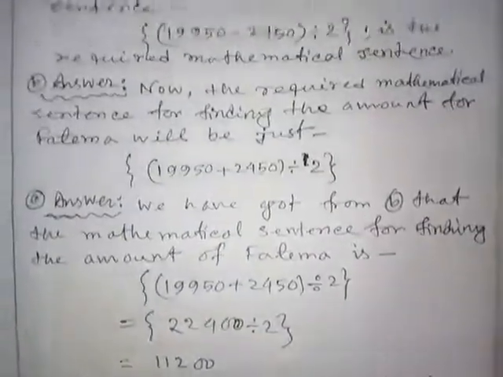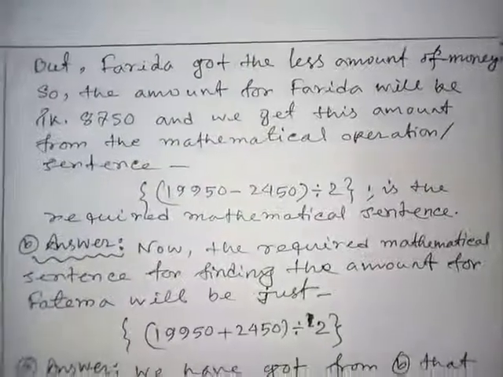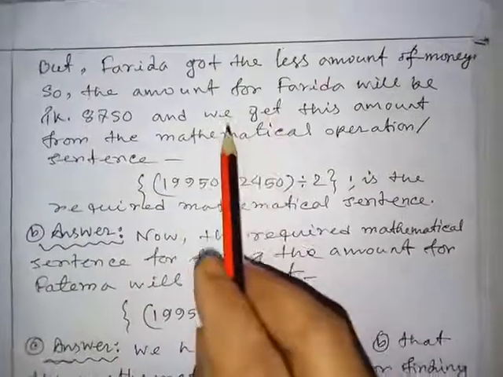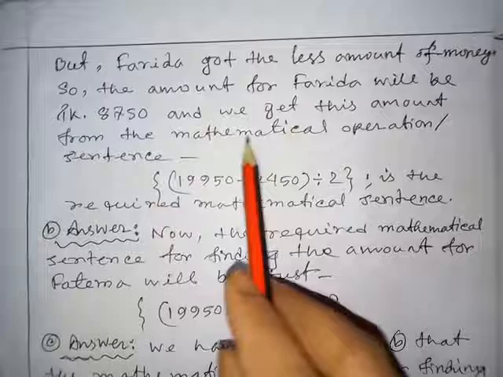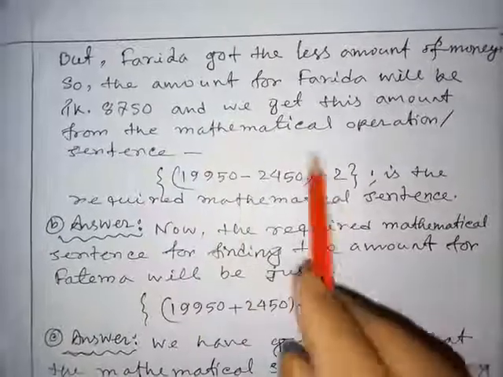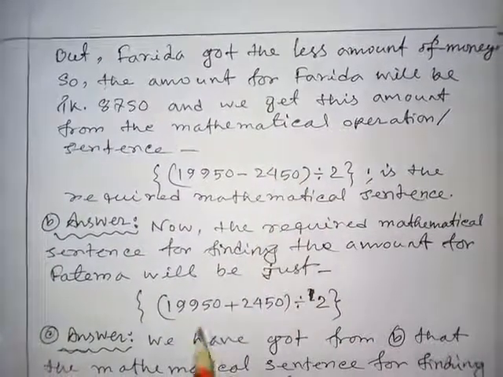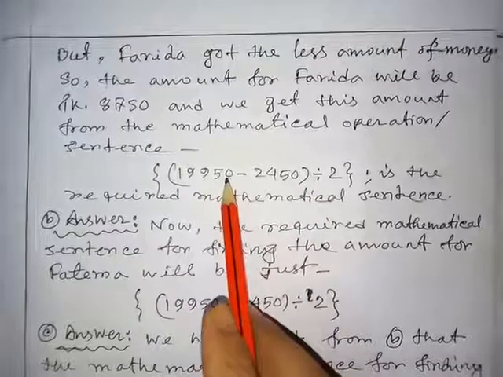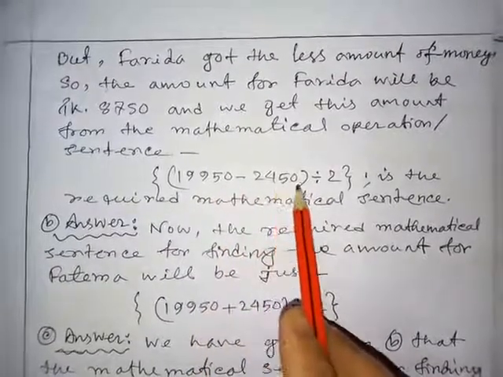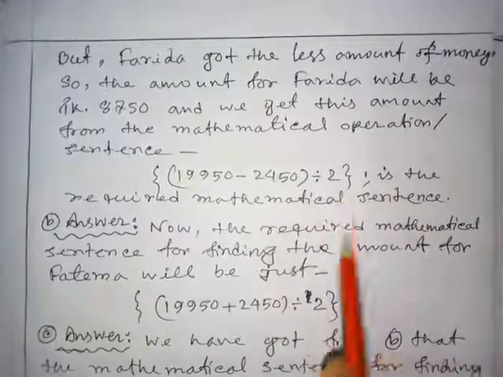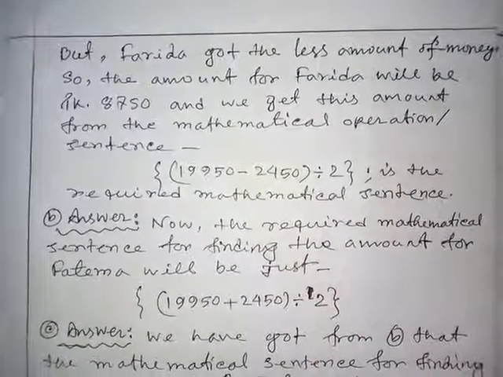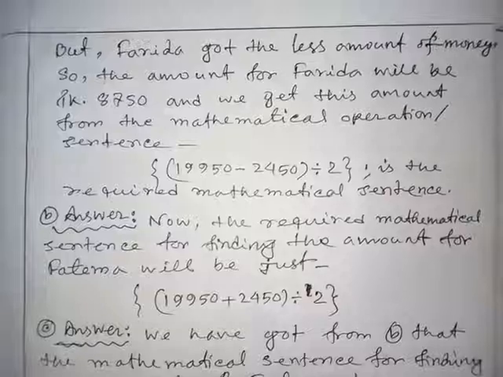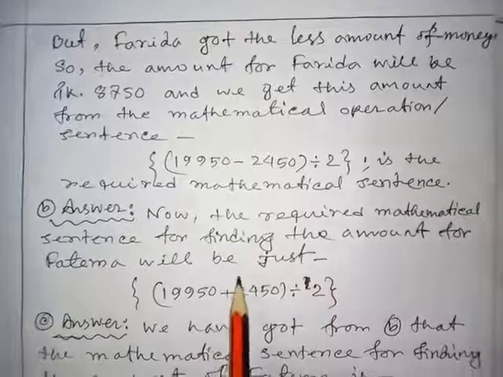Now go to the solution of B. Here I am telling the things that I have already discussed, the main explanation. So this is the main mathematical sentence: 19,950 minus 2,450, divided by 2, and this is the main mathematical sentence for Farida. Now go to solution B.